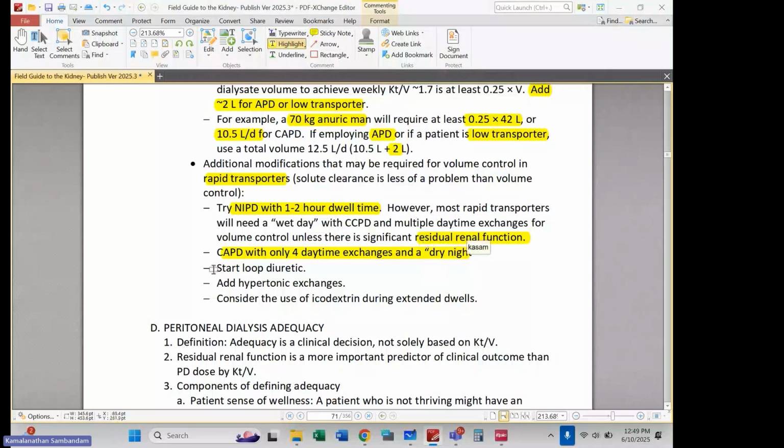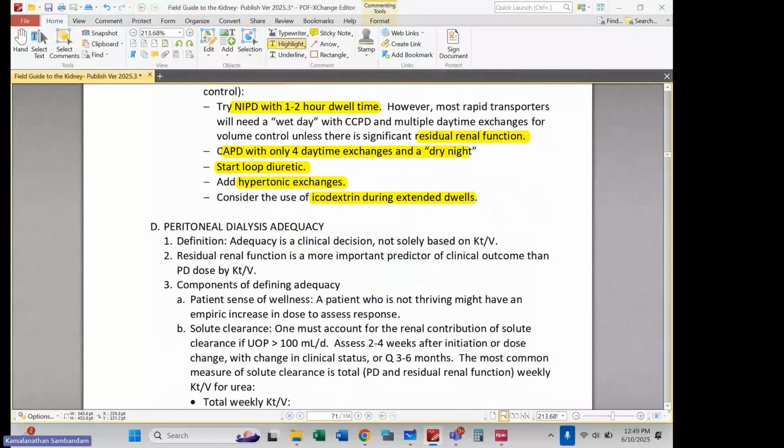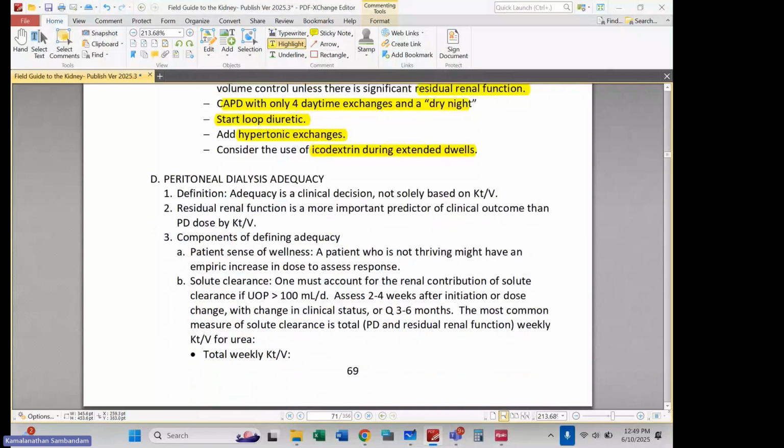If they have residual kidney function, obviously you're going to leverage that by giving loop diuretics. You may need to add more hypertonic exchanges, and then the addition of icodextrin is a common intervention for those individuals that need that extra bump of ultrafiltration.